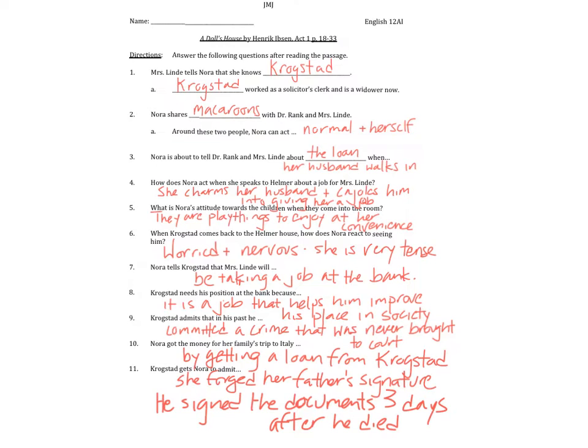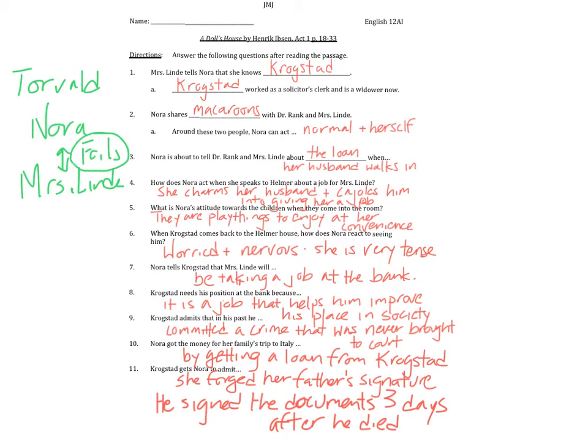Today, what I wanted to go over is the second half of Act 1, which is pages 17 to 33. And we certainly saw some important players in the beginning of Act 1 in A Doll's House, okay? We have Torvald and Nora. And then we have Mrs. Lind. And we could certainly say that Mrs. Lind and Nora are foils. Okay, one character being the opposite of another.